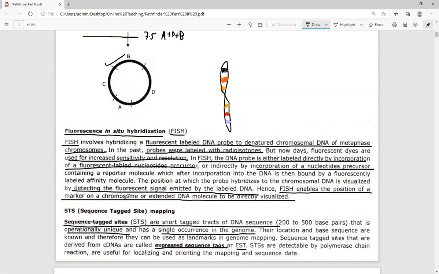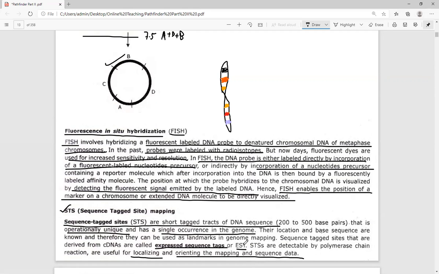STS are detectable by polymerase chain reaction and are useful for localizing and orienting the mapping and sequencing of the data. How can you localize the different genes? How can you orient the different genes for mapping? As well as, how can you sequence the entire database? They are used for all these purposes and are referred to as sequence tagged site mapping DNA molecules.